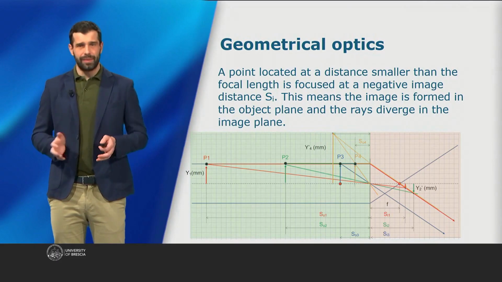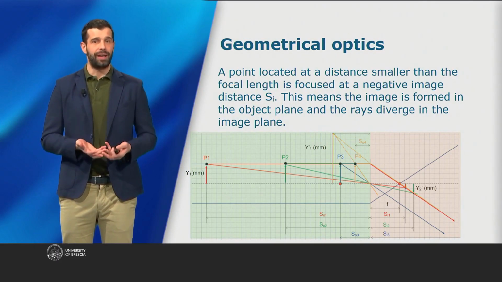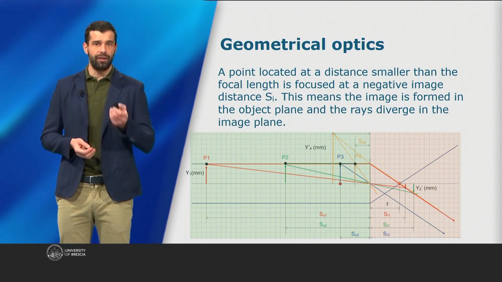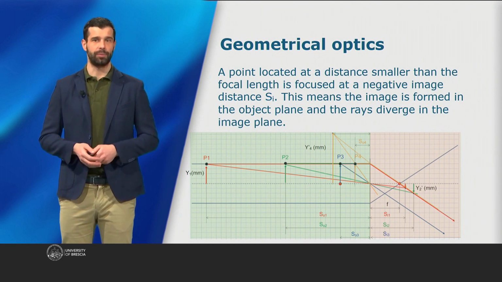Let's try to get even closer and see what happens. In this case, the rays starting from P4 will diverge in the image plane and therefore will converge at a virtual point still located to the left of the lens and thus in the object plane.